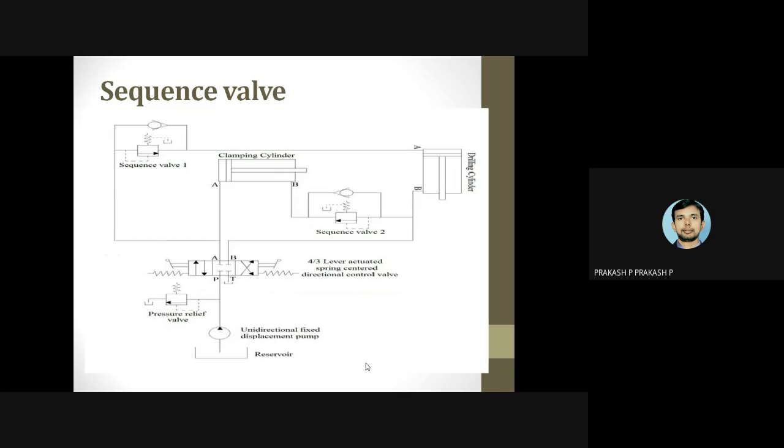When we actuate the lever at the right hand side, the entire setup is connected from P to B.